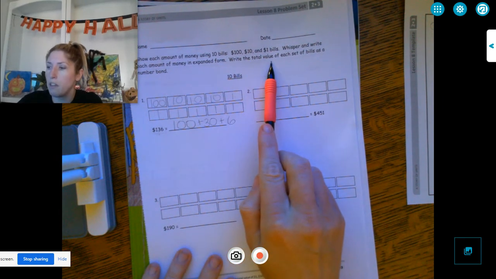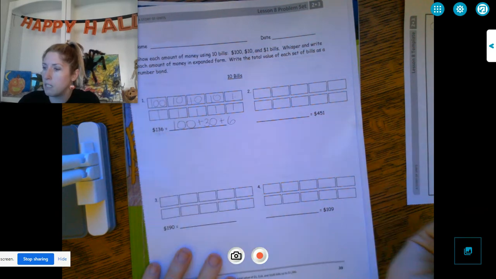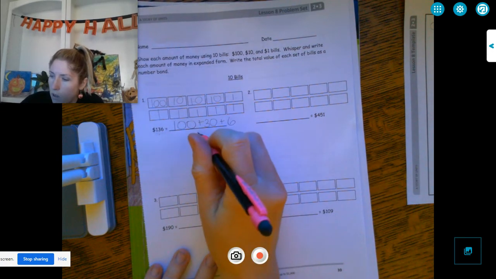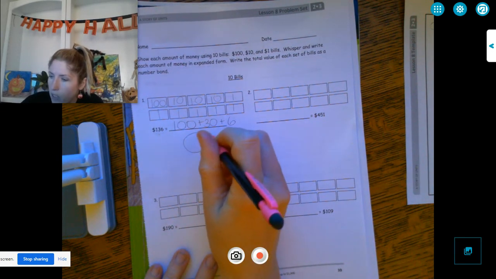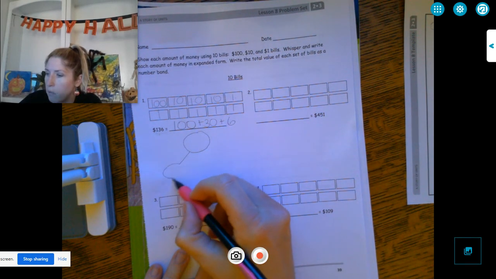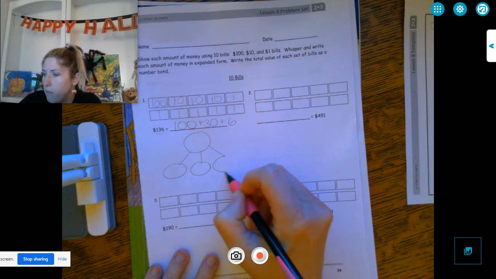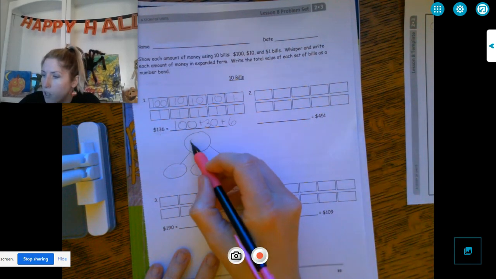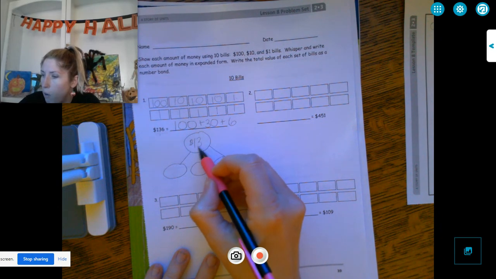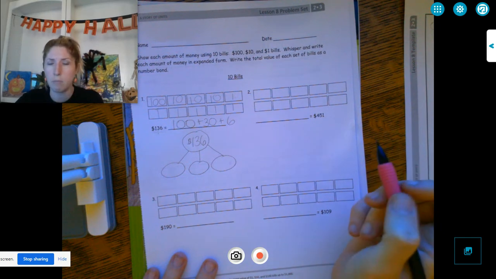Write the total value of each set of bills as a number bond. Okay, so that sounds more complicated than it actually is. In this space right here that they give you, we're going to make a number bond that has 3 parts. We were doing this a couple of lessons ago. Okay, we're going to put $136 as our whole. And our parts are going to match the parts that we put in our expanded form.